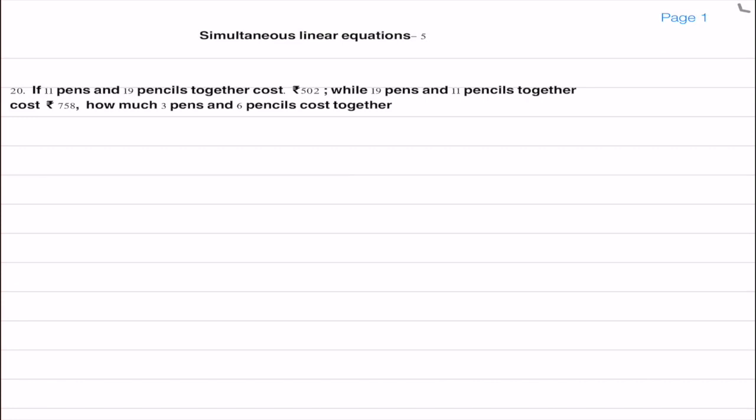Good morning students. In the previous video we started with the word problems of simultaneous linear equations. Today I will continue the same topic by taking a few more examples of different types.